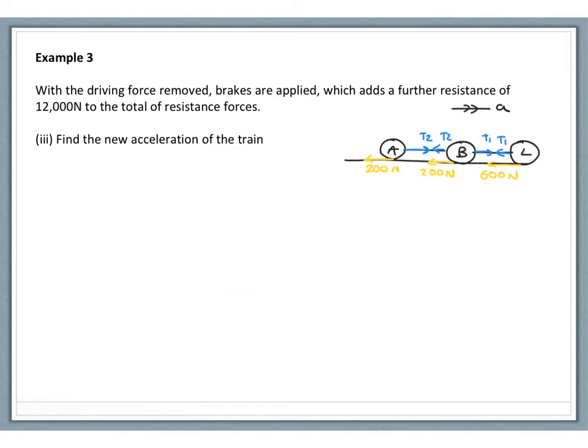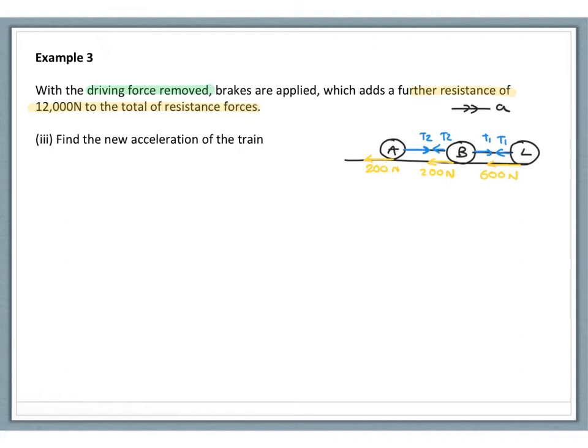So the next part of this question tells us that the driving force is removed and brakes are applied, which adds a further resistance of 12,000 newtons to the total of resistance forces. Find the new acceleration of the train. So I've sketched the diagram again. I've left out the vertical forces because we know they aren't contributing to the forwards motion of this particle. There's no vertical motion. I'm not really concerned about the weight and the normal reaction. So just for the moment, I'm going to ignore them in this part of the question.